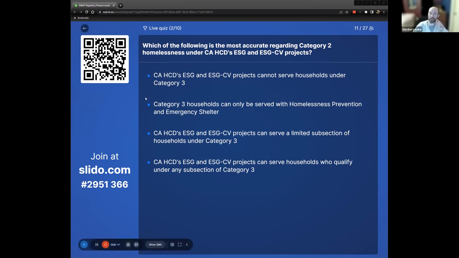I suppose they would all be very inaccurate in relation to category two as I review the answers. There's no none of the above. Yep. A disciplined refusal to answer.